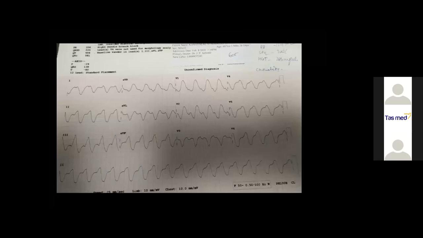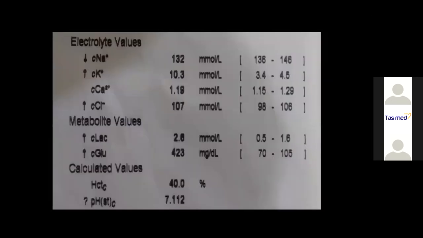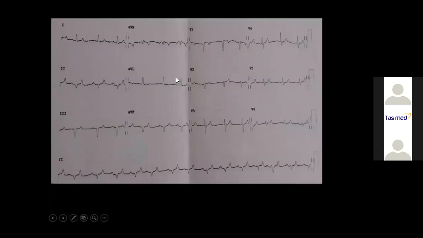It is important to document and to understand the possibility of hyperkalemia at this point of time, because if we do not anticipate hyperkalemia at this point of time, we are going to lose the patient. The potassium was 10.3. It was treated with calcium gluconate, adrenaline, insulin, Lasix, and the ECG stabilized.